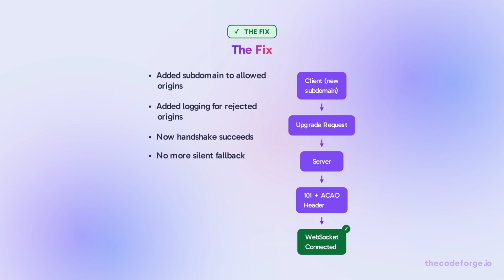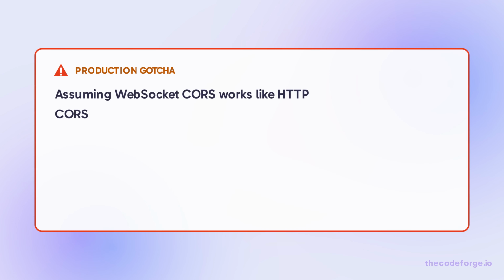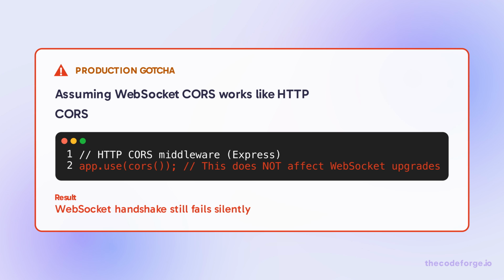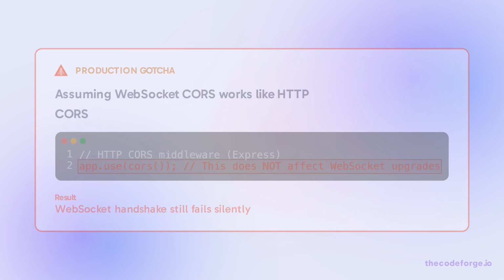The fix was to add the new subdomain to the server's allowed origins list. Also added logging to capture rejected origins so future incidents are visible immediately. WebSocket CORS is separate from HTTP CORS. Setting HTTP CORS headers does not affect the upgrade handshake. You must handle CORS explicitly in the upgrade handler.